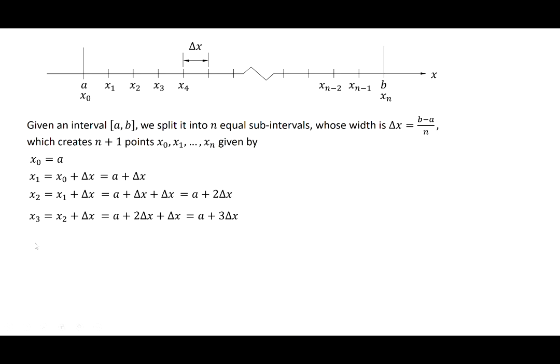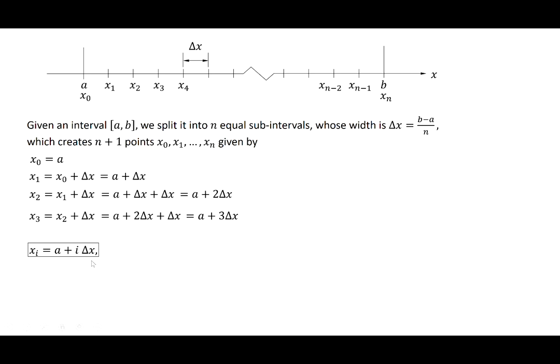So in general, X sub I, what is I? I is some 0, 1, 2, 3, anything like that. Can you figure out a general formula for X sub I? Would you agree? It should be A plus I delta X. If you really saw that, then pat yourself on the back. It's a wonderful accomplishment. Good. So X sub I is A plus I delta X.